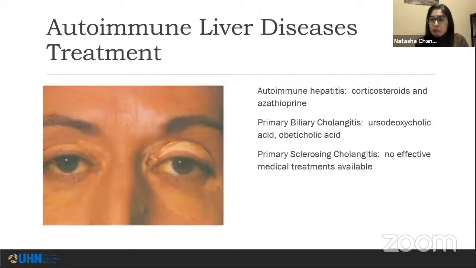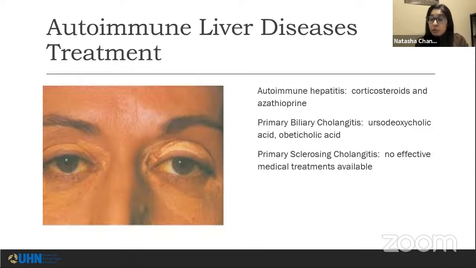I will briefly touch on autoimmune liver diseases. Previously, we used to think these are diseases which only affected patients of European ancestry, but we now know they're common in many other ethnic groups, including South Asians. Autoimmune hepatitis is a disease where the immune system is attacking liver cells. It's an easily treatable disease with corticosteroids and azathioprine.